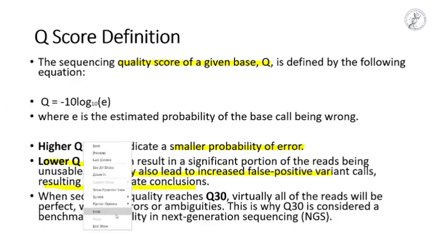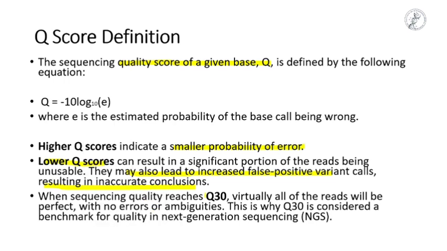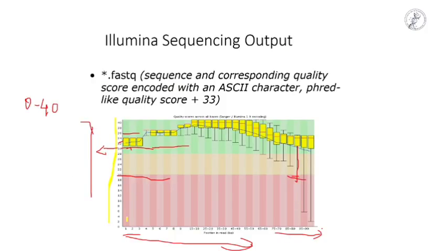So the sequencing quality reaches Q30, which is very good quality. Virtually all reads are perfect. If it is Q30, all reads are perfect and there are no errors in the sequence. And why is Q30 considered a benchmark quality? If your sequence quality scores fall in Q30, and your graph falls above this, your sequence is of very good quality.